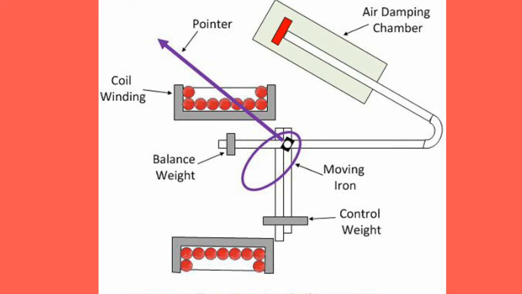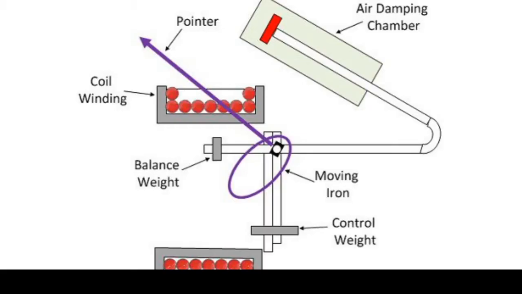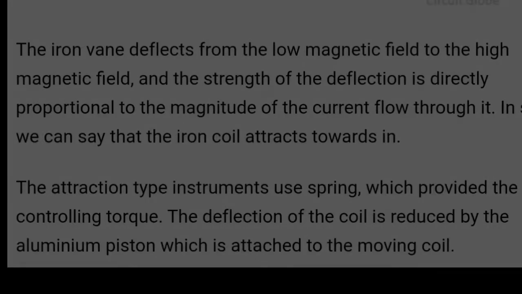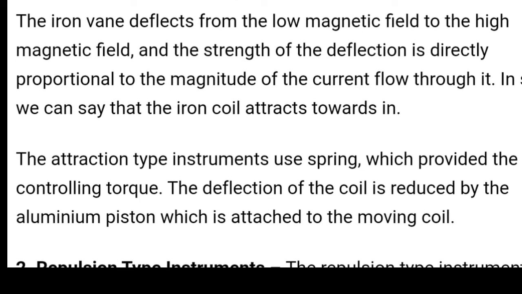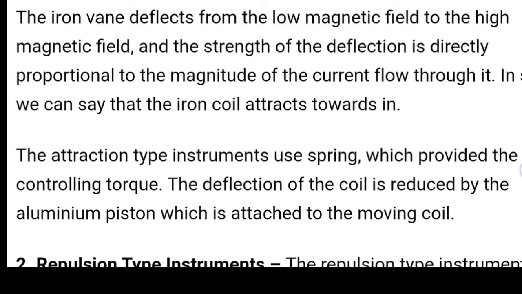This is the diagram representation of the moving iron instrument, attraction type. The iron vane tries to move where the minimum reluctance is. The opposite of reluctance is magnetic field flux, which is maximum where reluctance is minimum. The iron vane deflects from the low magnetic field to the high magnetic field. High magnetic field means low reluctance, and the strength of deflection is directly proportional to the magnitude of current flowing through it.